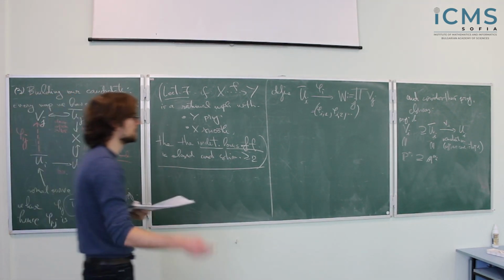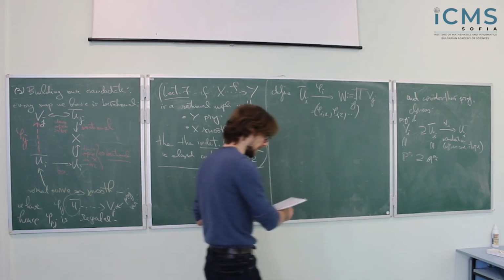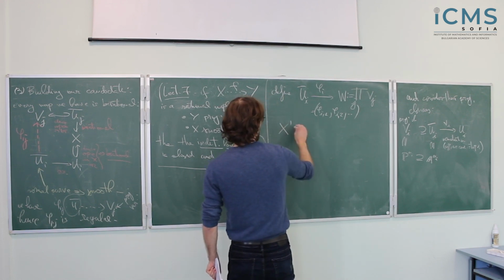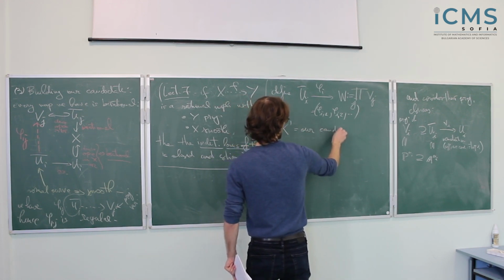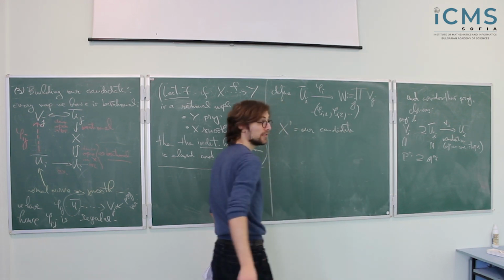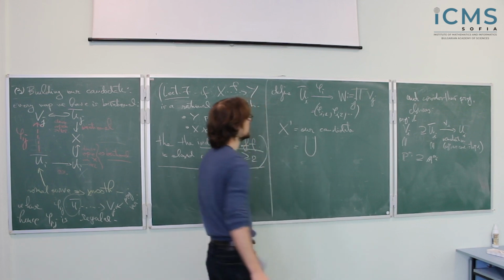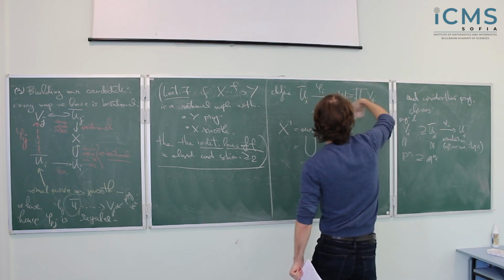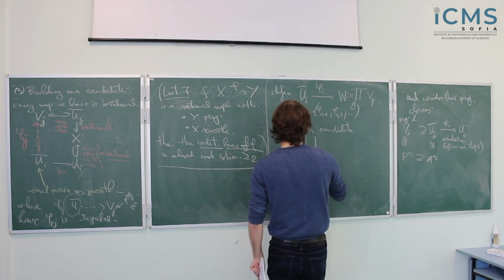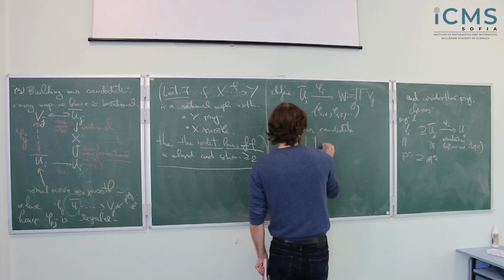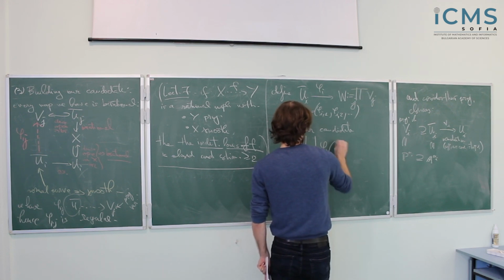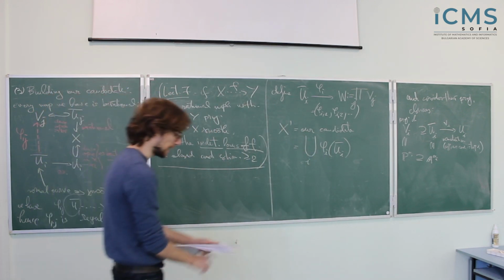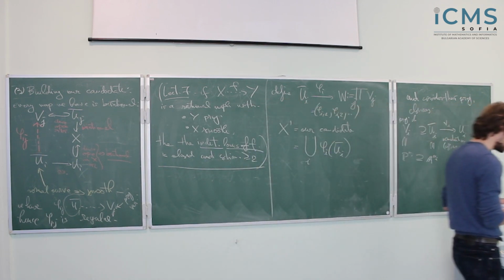So it's a bit of what I call diagram construction, but it's not that. And X prime, which will be our candidate, how do we define it? We are just going to take the union of the images of these maps inside of this big guy over here. So this is how we build our candidate.